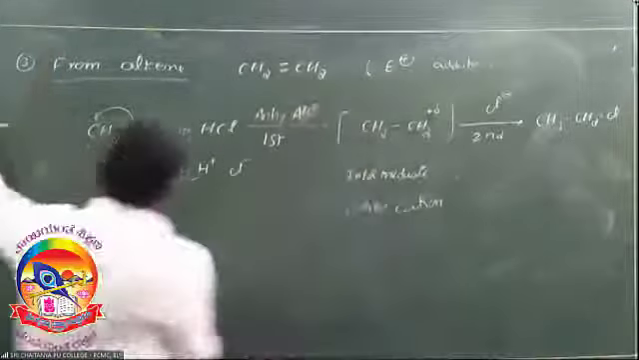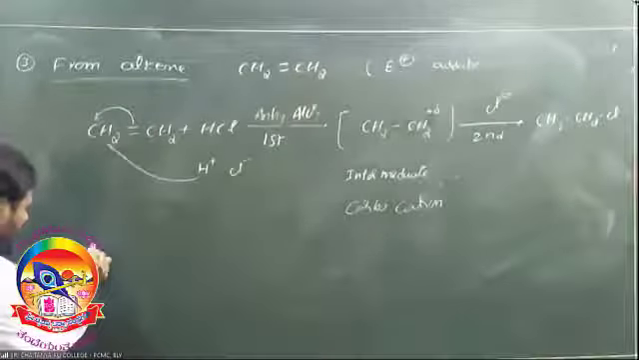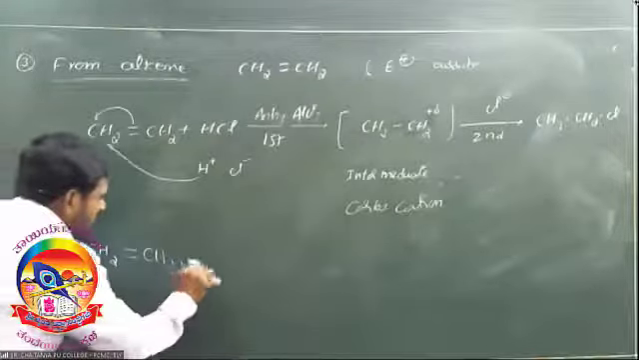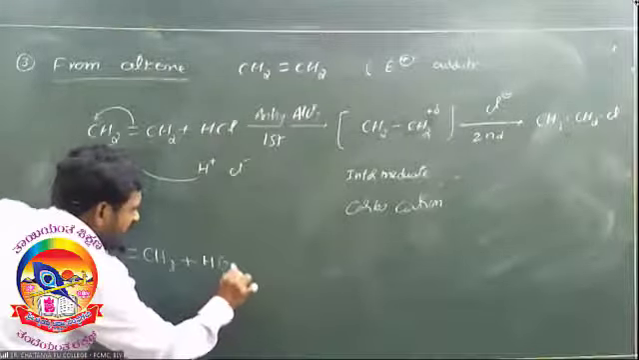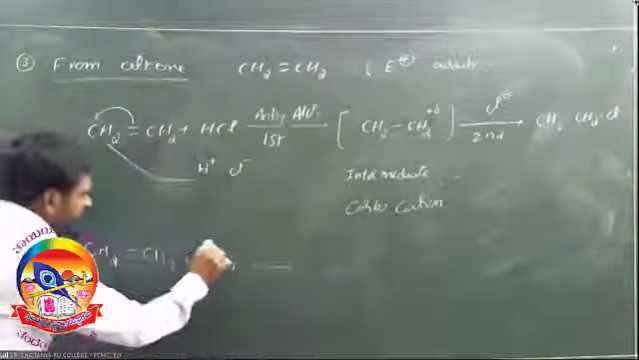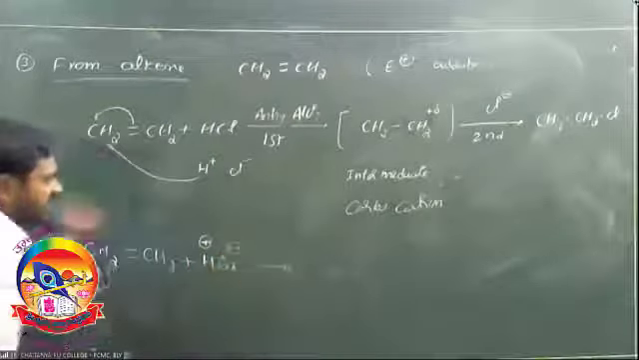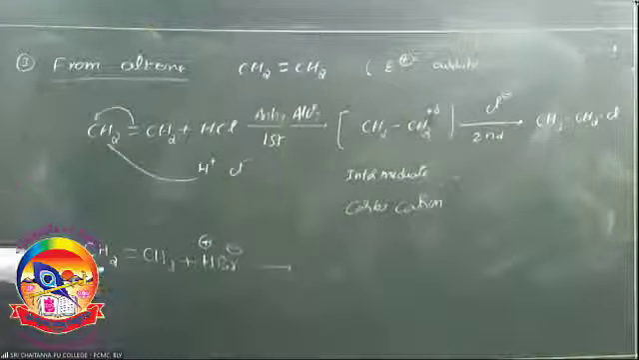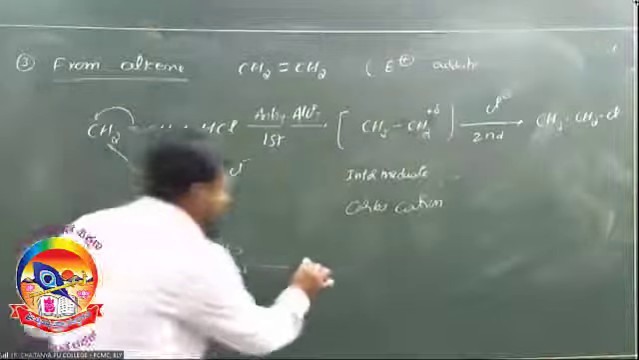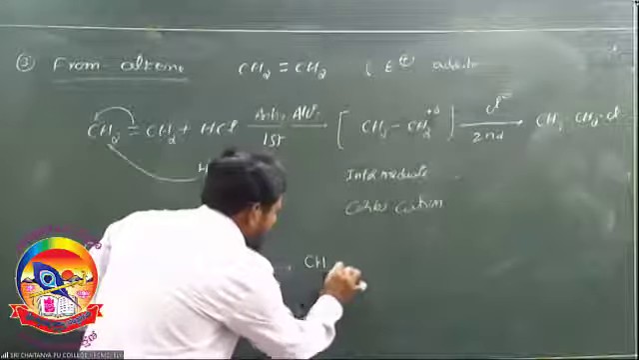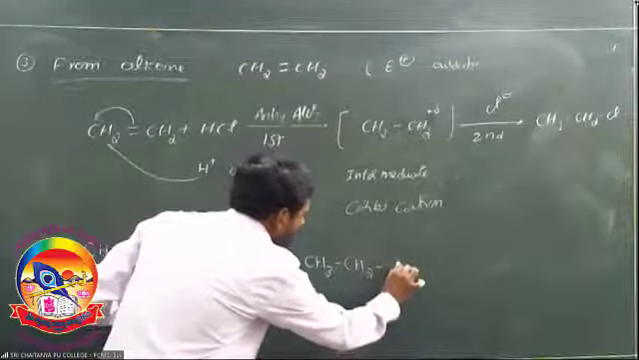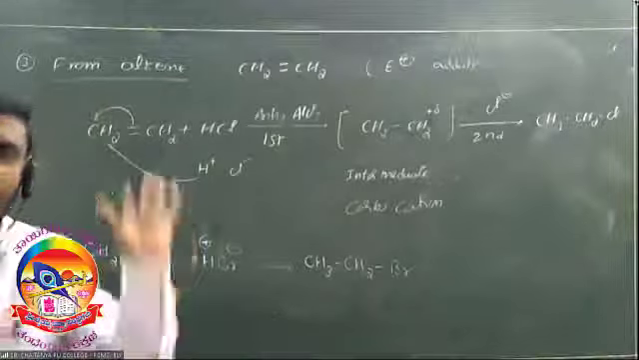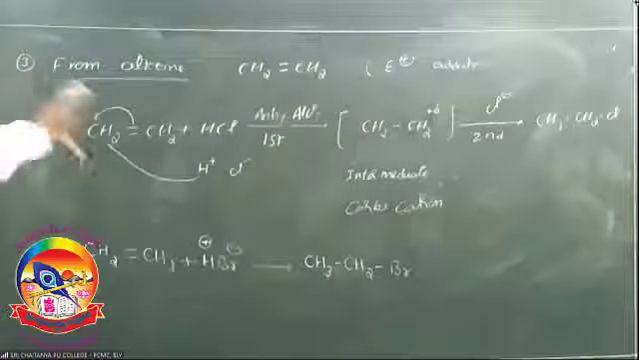If you use HBr, ethylene CH2 double bond CH2 reacts with hydrogen bromide. H plus is added to one carbon and Br minus is added to the other carbon. The first attacking species is H plus, hence it is called electrophilic addition. The pi bond is broken, so it gives CH3CH2Br, ethyl bromide. It is a property of ethylene, which we already learned in first year.